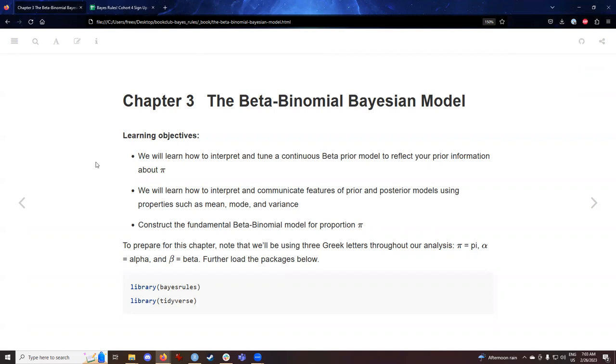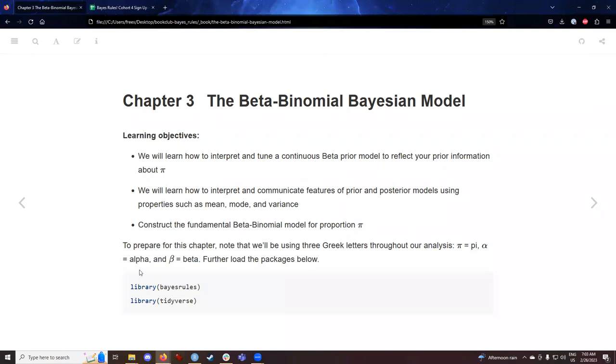We're going to go ahead and get going here with chapter 3 of Bayes Rules. In this chapter, we'll be studying the Beta-Binomial Bayesian model. As we can see in front of us, we will learn how to interpret and tune a continuous beta prior model to reflect your prior information about our probabilities pi. We will learn how to interpret and communicate features of the prior and posterior models using properties such as the mean, mode, and variance, and we'll construct the fundamental beta-binomial model for proportions.